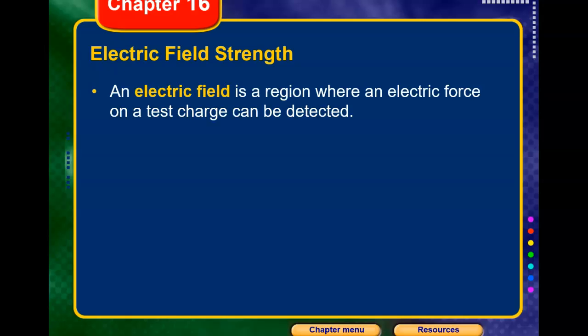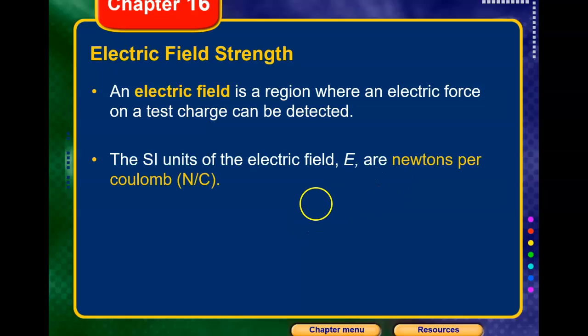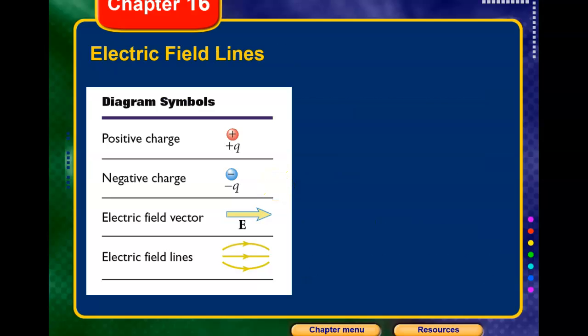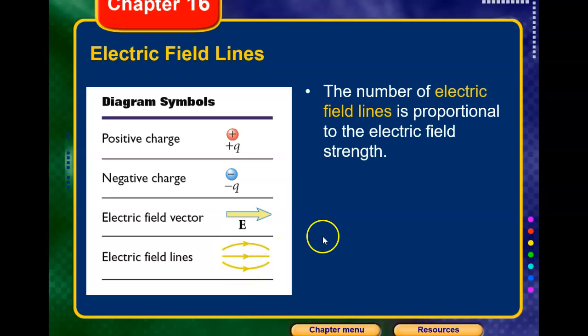Now, everything that has an electric charge also has what's called an electric field. Electric field strength is measured in newtons, and we look at the direction and how it attracts something else. So we draw electric field lines, which show the direction of the field. The number of electric field lines is proportional to the strength of the field, so the greater the charge, the greater the number of field lines.